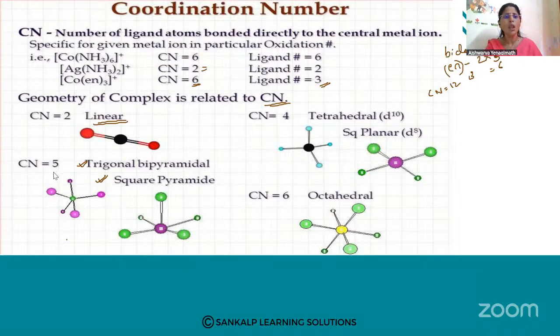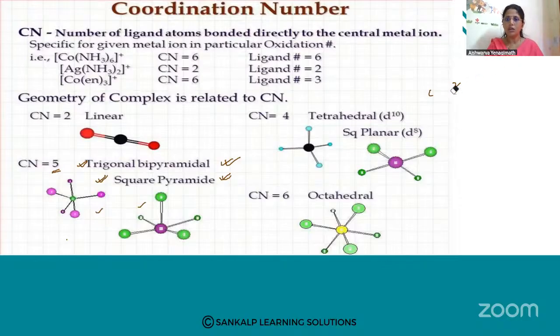Okay. So coordination number 5, the geometries can be trigonal bipyramidal or square pyramidal, and you can look at these structures also. Coordination number 6, quite obvious, it will be octahedral geometry. So what I want to say here is the coordination number will decide the geometry of the complexes. It will decide the shape of the complexes, in which shape a particular complex exists.